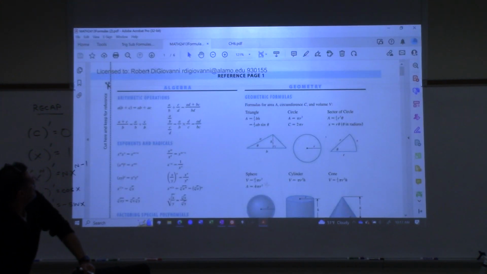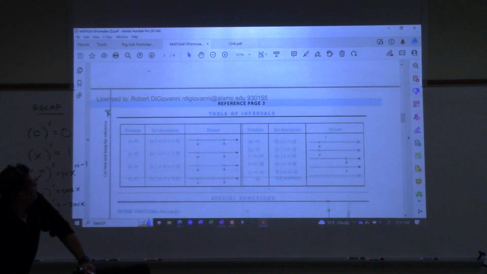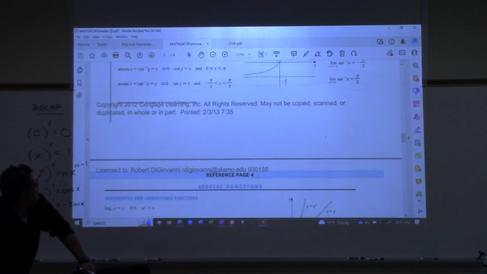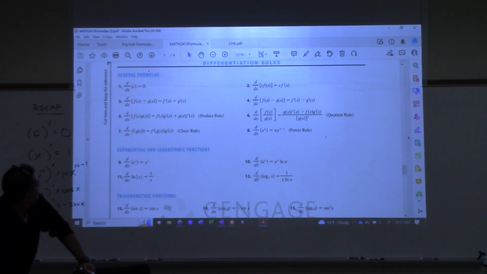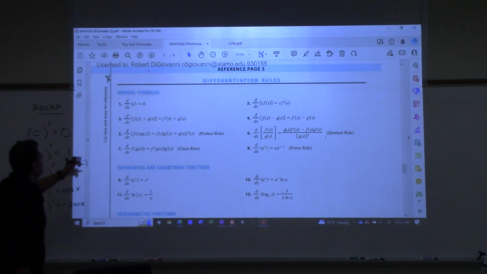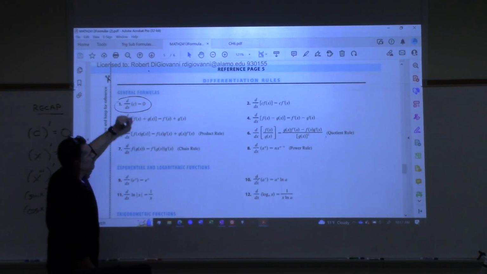I actually have the formula sheets here. I forgot I had them up. Let me show you. Reference page 5. Okay, so we did this. The derivative of a constant is 0.